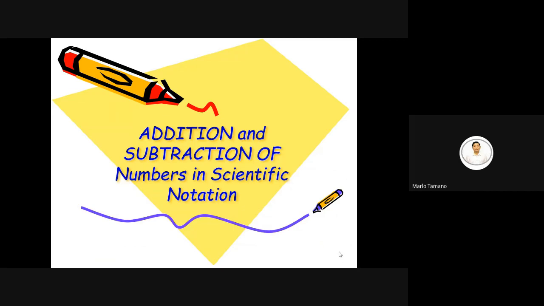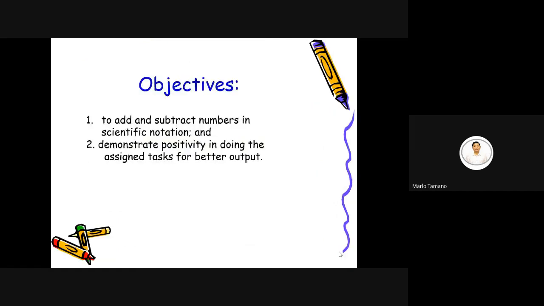Okay, so today we are going to discuss addition and subtraction of numbers in scientific notation. Our objectives, please read. Objectives. Number one, to add and subtract numbers in scientific notation and demonstrate positivity in doing the assigned task for better output. Of course, you know how to add already.